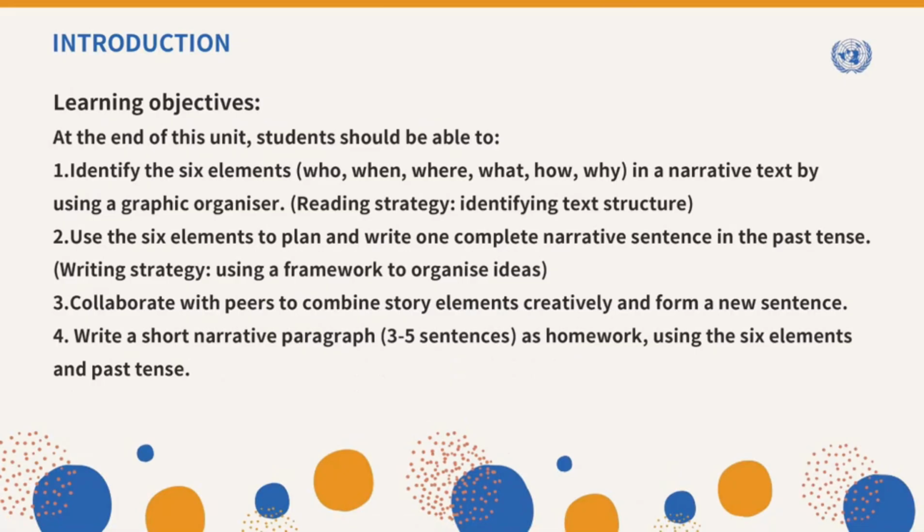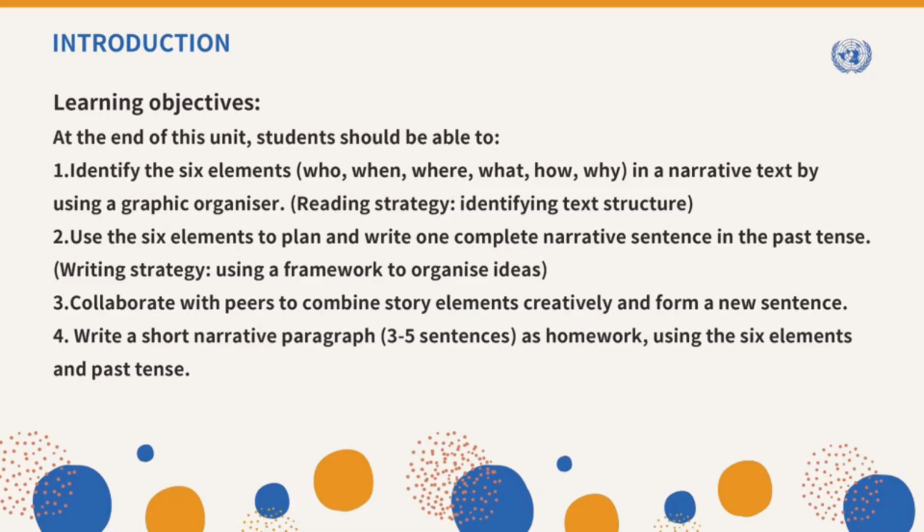Based on this preparation, we set clear learning objectives for this lesson. First, students will master the 6 core story elements: who, when, where, what, how, and why. We will use a worksheet to help them spot these clearly in any narrative, which is a reading strategy to understand text structures. Second, students will use these 6 elements to plan and write one complete narrative sentence in the past tense. This writing strategy helps students organize ideas with a clear framework before writing longer stories.